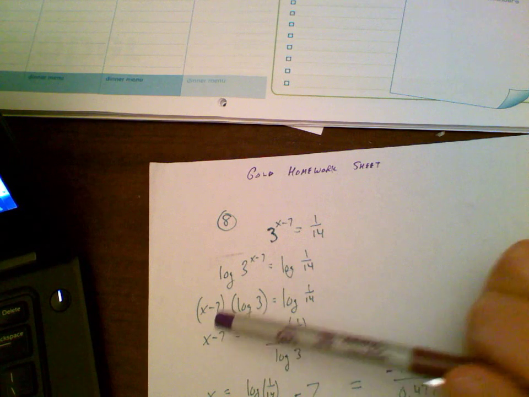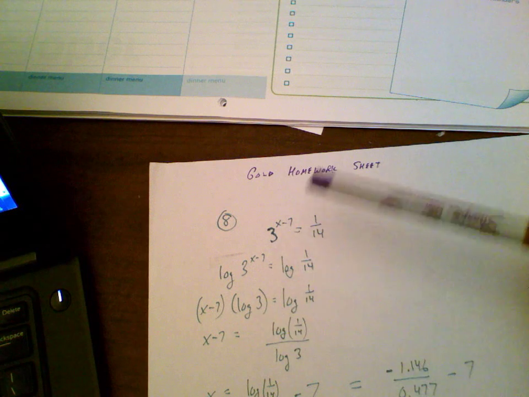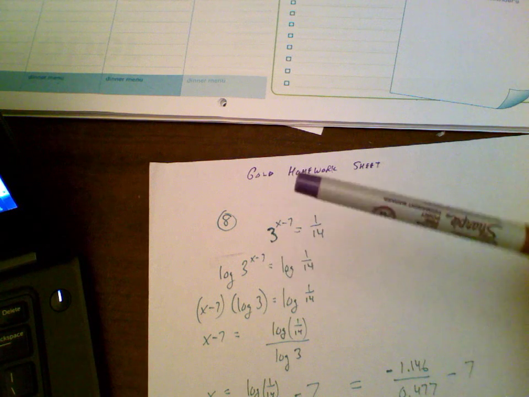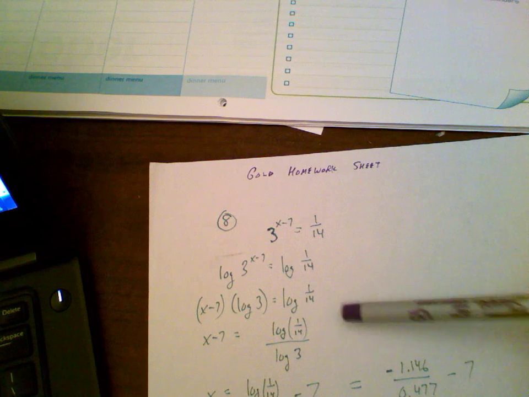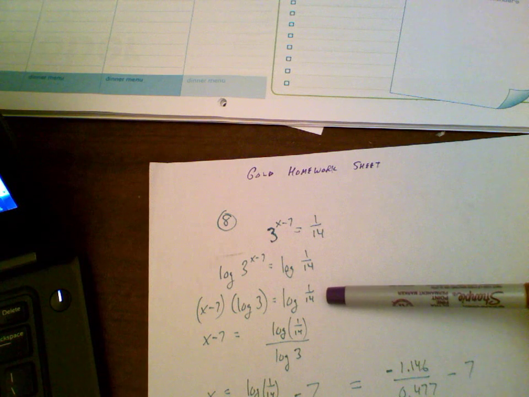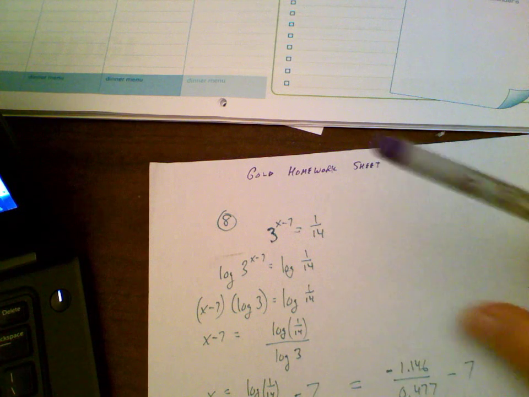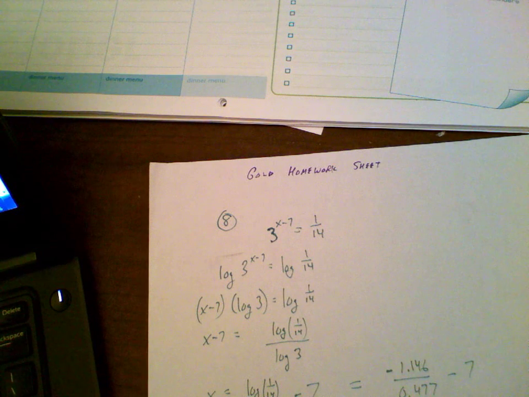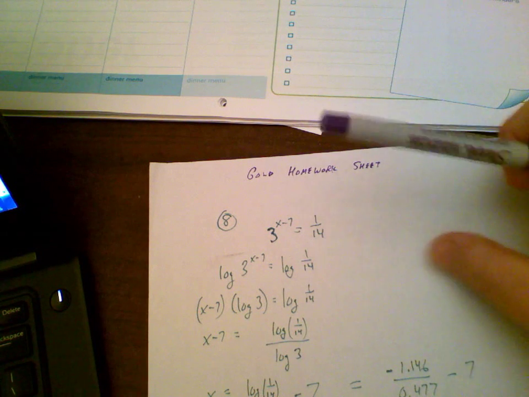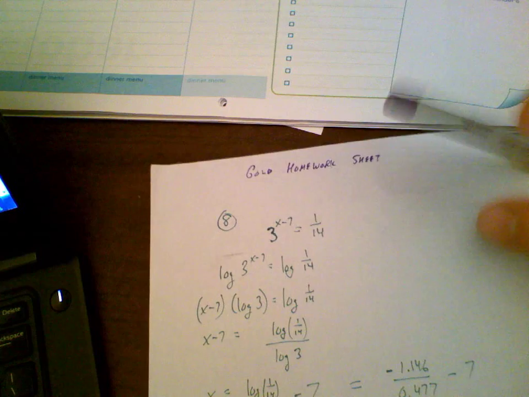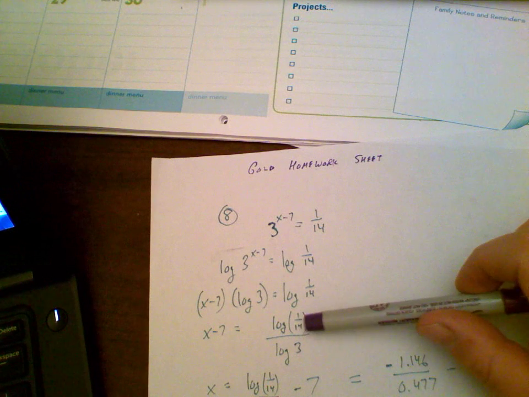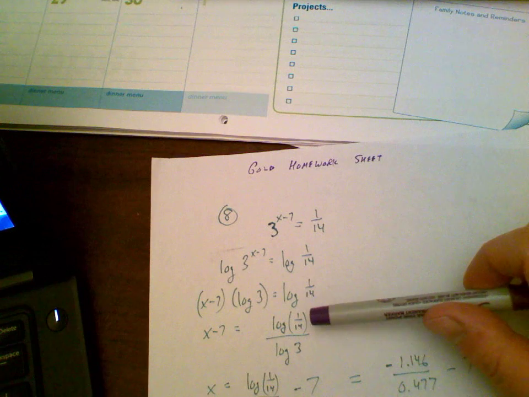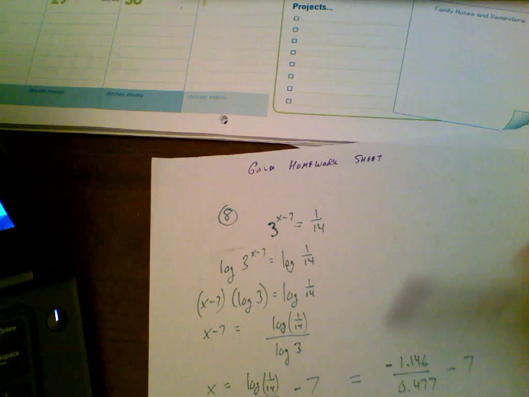This step now is going to apply. So it becomes x minus 7 times the log of 3. I pull my power down, x minus 7. So x minus 7 times the log of 3 equals the log of 1/14. Dividing both sides by log of 3 gives me x minus 7 equals the log of 1/14. Notice how I've put that in parentheses now just to show that that's the log of 1/14, that particular fraction, divided by the log of 3.